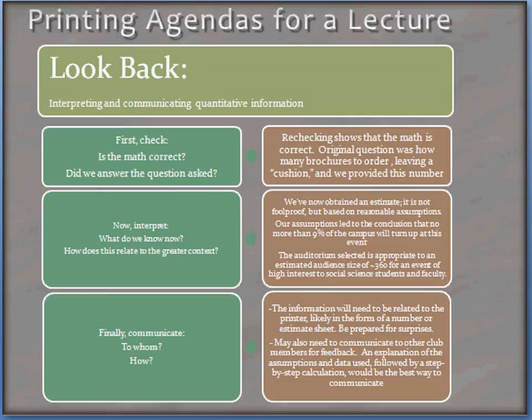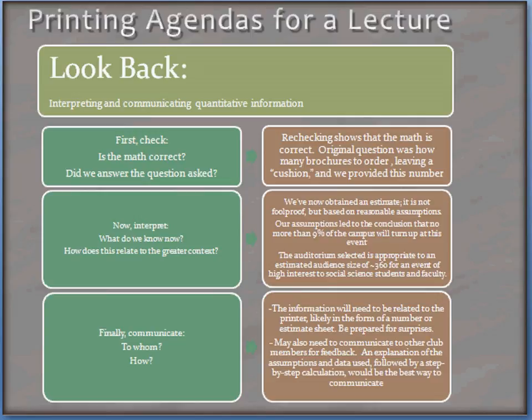We know a few things that we didn't directly ask about. We've obtained an estimate, and we know it's not foolproof, but it's based on reasonable assumptions. Our assumptions lead us to a conclusion that no more than 9% of the campus will turn up at this event, because 360 people is 9% of a campus of 2,000. The auditorium selected is appropriate for an estimated audience size of 360 for an event of high interest to the social science students and faculty, so we can use this for future estimations without having to go through this calculation again.